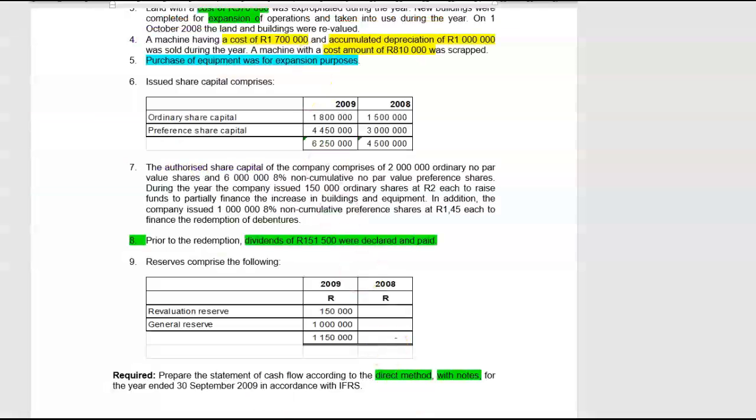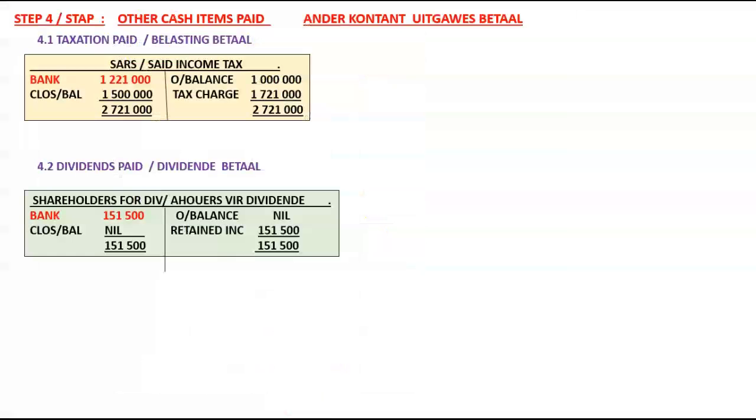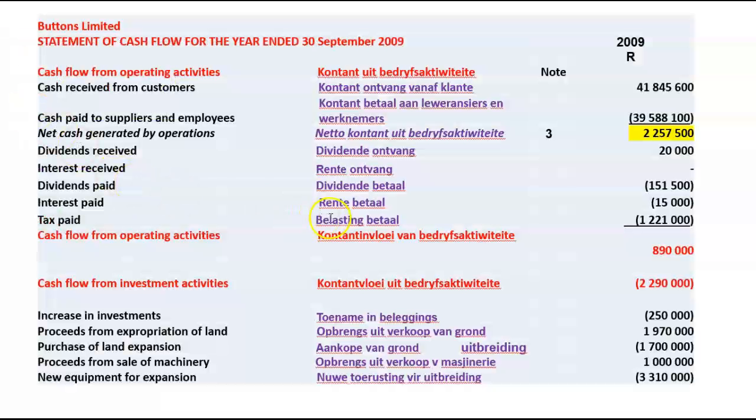Right, for that we need our opening balance, our closing balance, and our tax charge for the year. Opening balance, 1 million rand. Closing balance, 1.5 million, and there's our income tax in the income statement, 1,721,000. So our balancing figure is now going to be equal to the actual tax paid for the year, 1,221,000. So tax paid, 1,221,000.